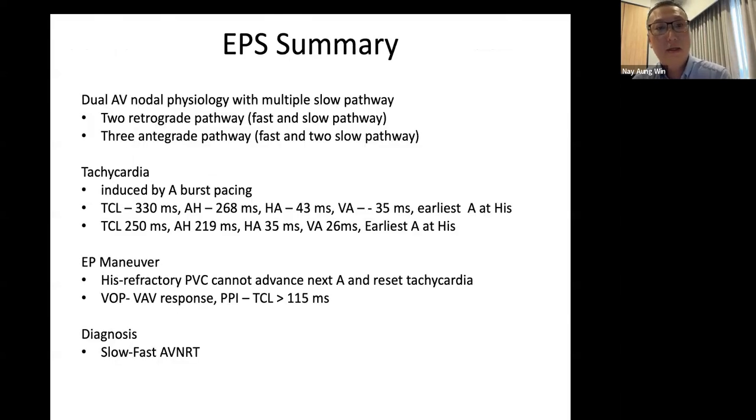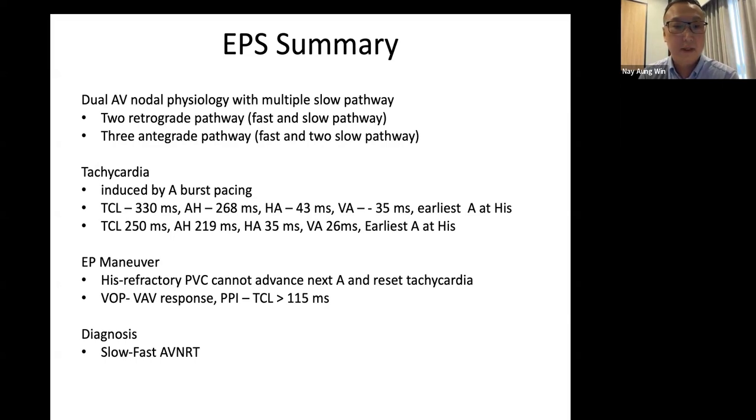So summary is a dual AV nodal physiology with multiple slow pathways, 2 retrograde pathways, fast and slow, and 3 antegrade pathways, fast and 2 slow pathways. Tachycardia was induced by the A burst pacing, tachycardia cycle length 350, 330, and 250. Both tachycardias have a long AH, short HA, and the earliest A at the His. EP maneuvers, His refractory PVC, and VOP indicate this is AVNRT.